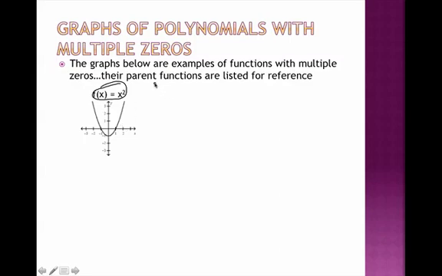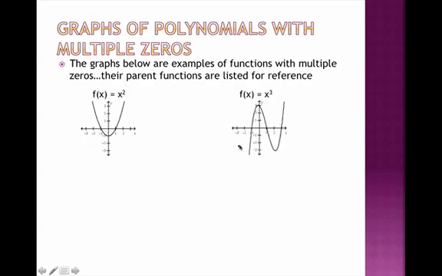So the maximum number of zeros a function can have is the highest degree of the function. So we have x squared, the highest degree is 2. We can only have 2 zeros.